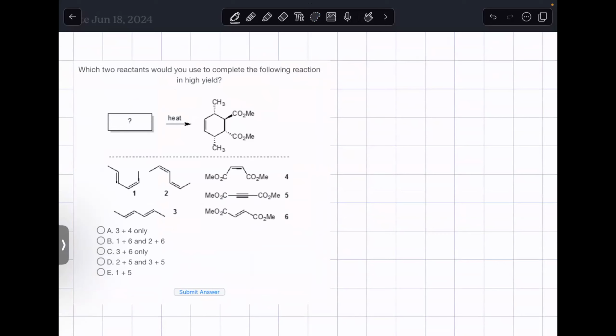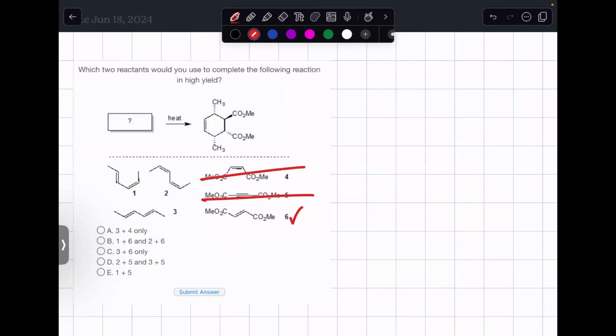Okay, wait, so on the product, the CO2Me, that's trans, so that means it can't be 4 or 5, so it has to be 6. Yep, it has to be 6, so we could eliminate everything that does not have 6 in it. We could eliminate A, we could eliminate D, and we could eliminate E.